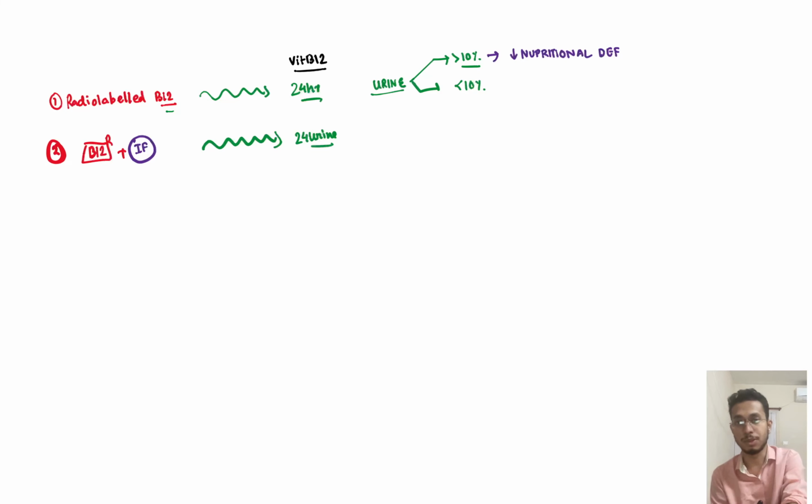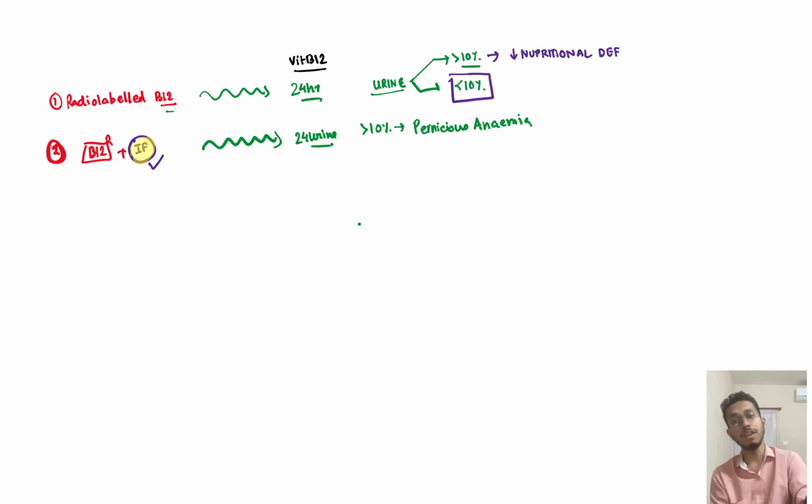and B12 is measured in the urine, radio labeled B12 percentage. If it is detected more than 10% in the urine now, when it was earlier less than 10%, it means that with addition of intrinsic factor the deficiency has been supplemented. That means there was intrinsic factor deficiency, so it is a case of pernicious anemia or deficiency of intrinsic factor.